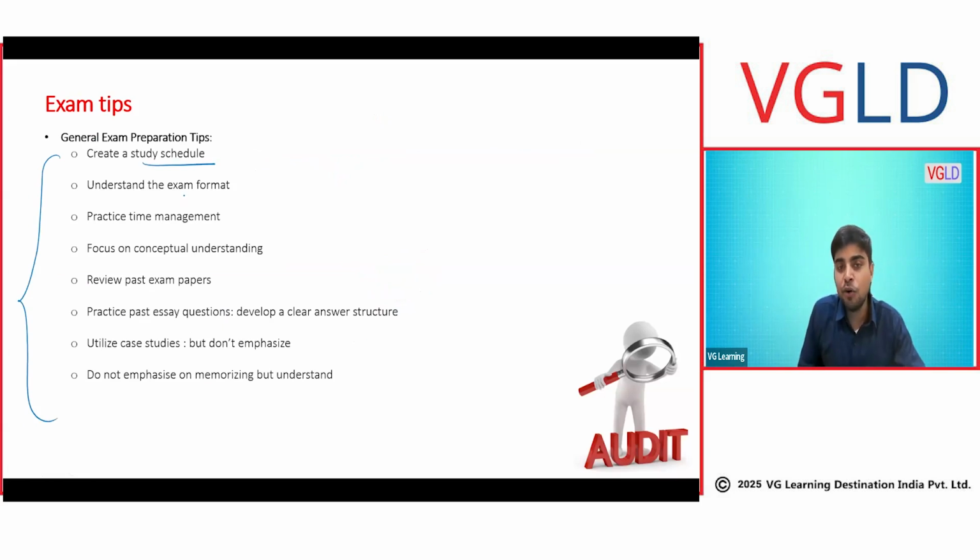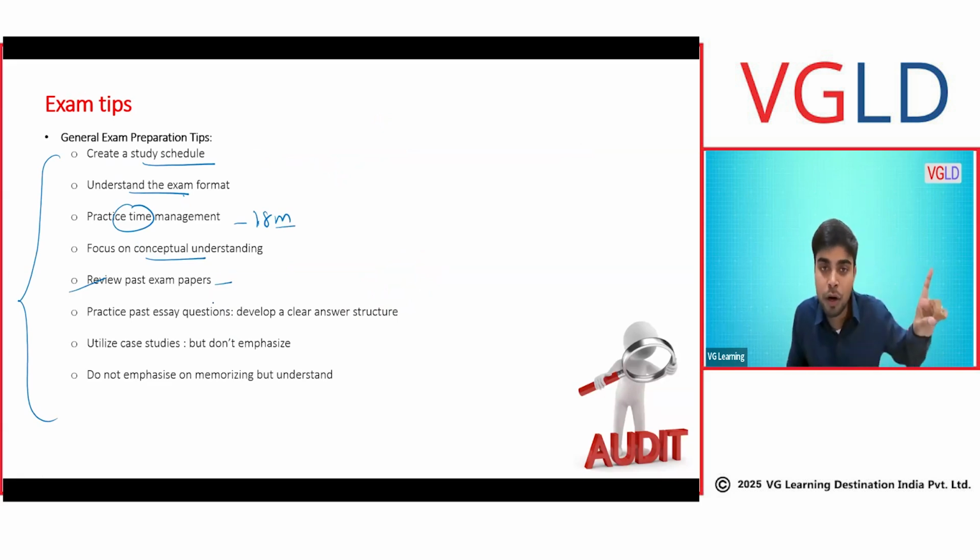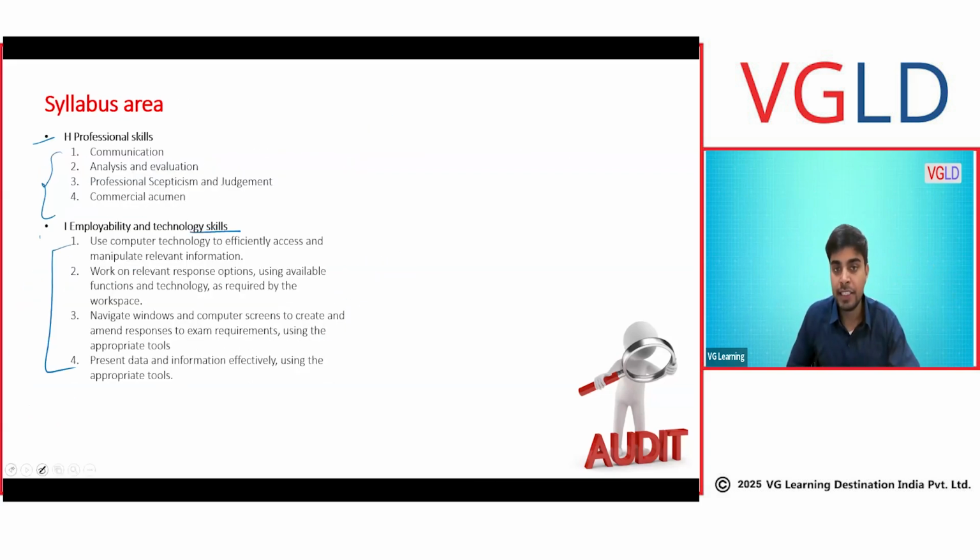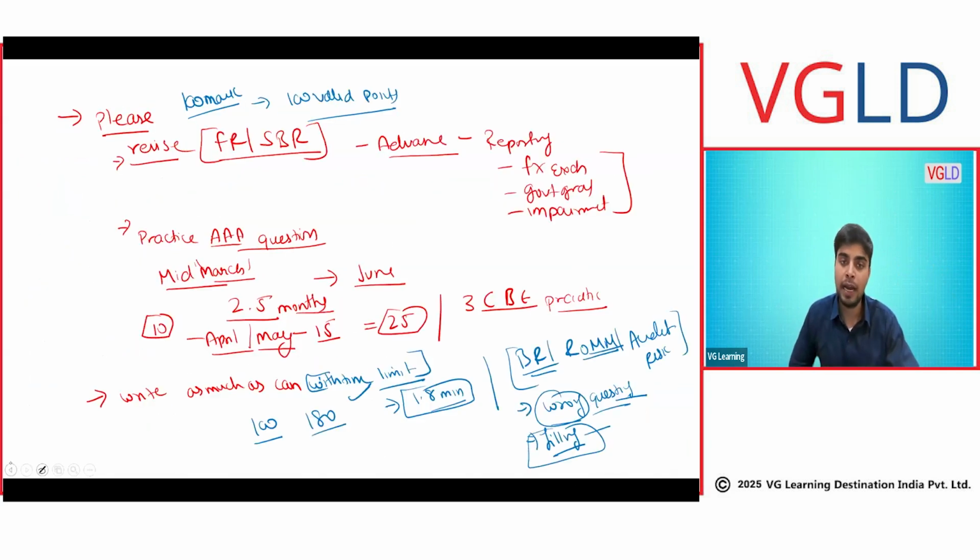Creating a study schedule, understanding the exam format, practicing time management, basically 1.85 minutes per mark, which I covered, conceptual understanding and review of past exams, basically going through the mock CB practice platform, and practicing essay questions, developing a clear answer structure. So these points we have already covered. Okay. This is it for the orientation. Let me know any question you have.